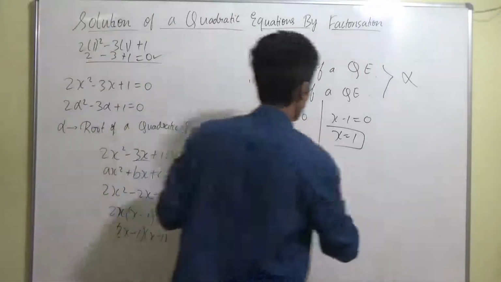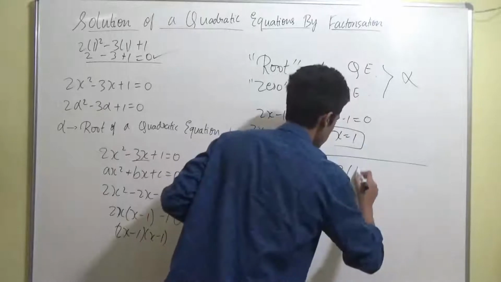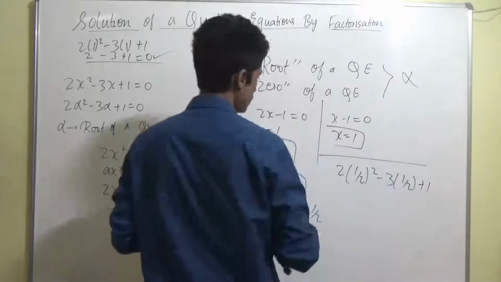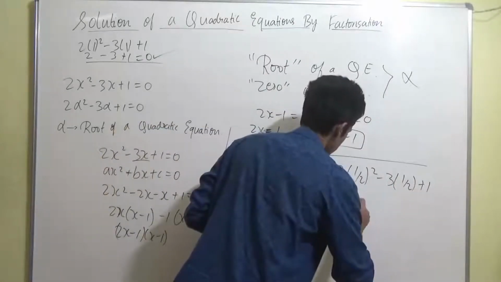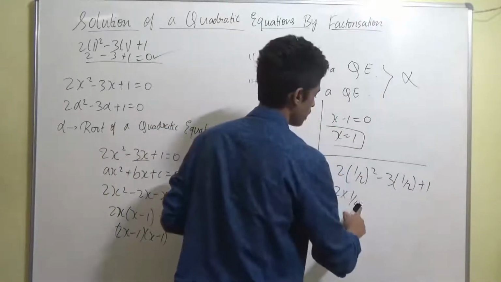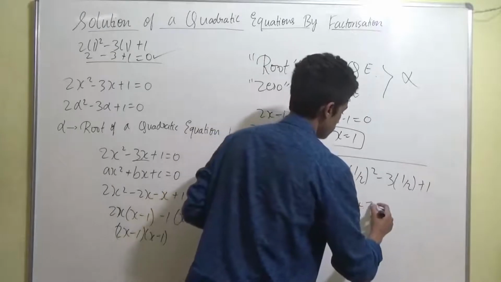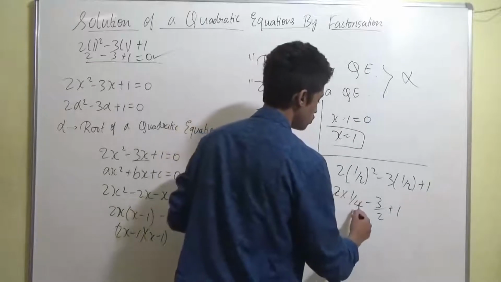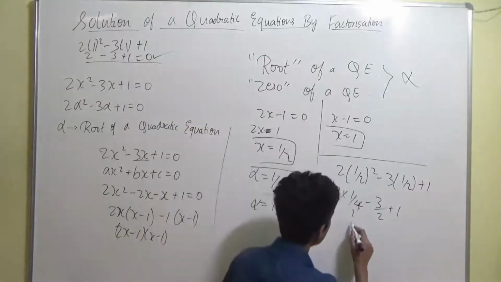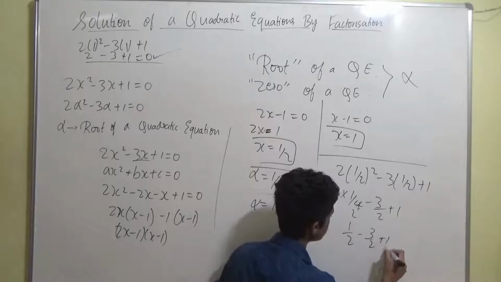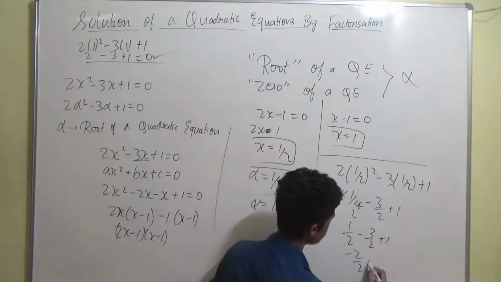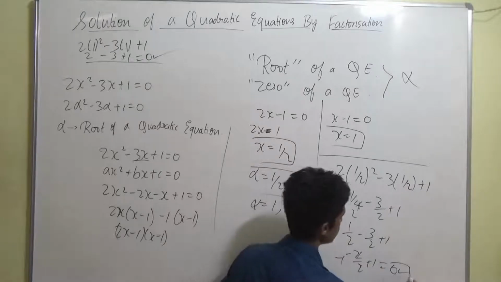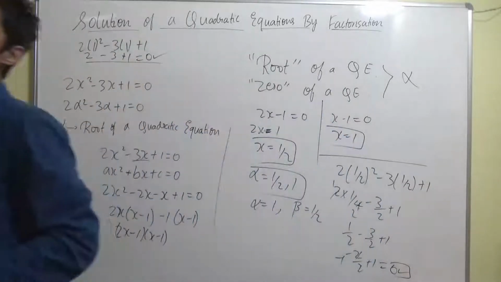You can also put half. It becomes 2 into half square minus 3 into half plus 1. If you solve this, it becomes 2 into 1 by 4, correct? 1 by 2 square is 1 by 4. Minus 3 by 2 plus 1. Now 2 twos are 2, 2 ones are 1, so this becomes 1 by 2 minus 3 by 2 plus 1. This becomes minus 2 by 2 plus 1. Minus 2 by 2 is minus 1, and minus 1 plus 1 equals 0. Hence even half is a root of this quadratic equation.